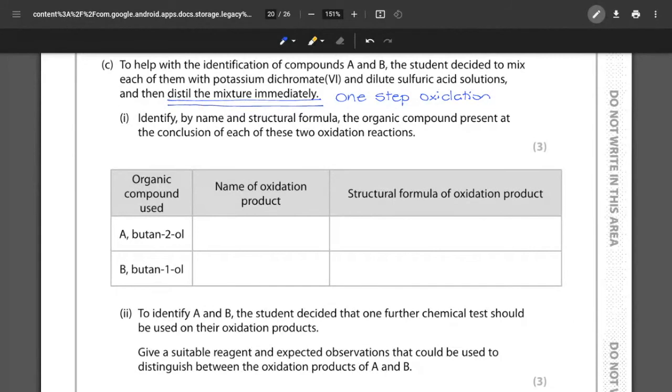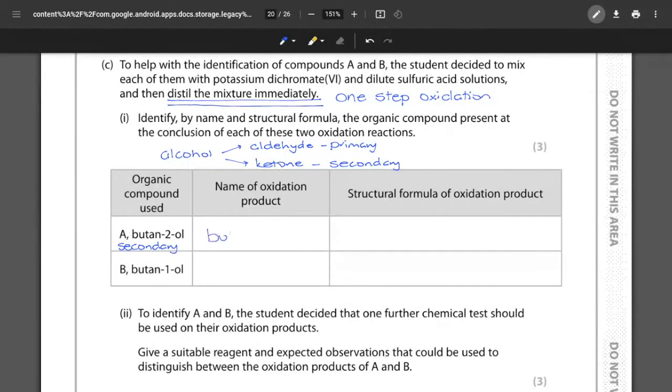So we should have the alcohol either going to an aldehyde or to a ketone. And we must make sure that we get them the right way round. The aldehyde comes from the primary alcohol and the ketone comes from the secondary. So now we can name the two. So butan-2-ol is a secondary alcohol. Therefore, that must be making the ketone.